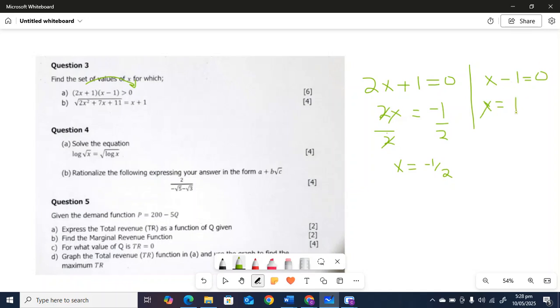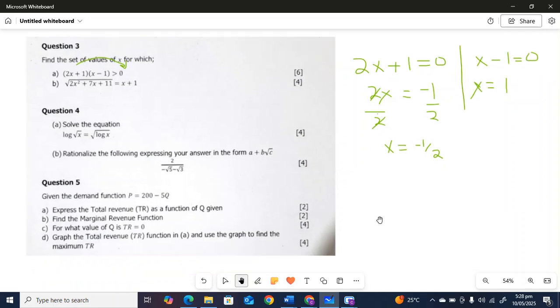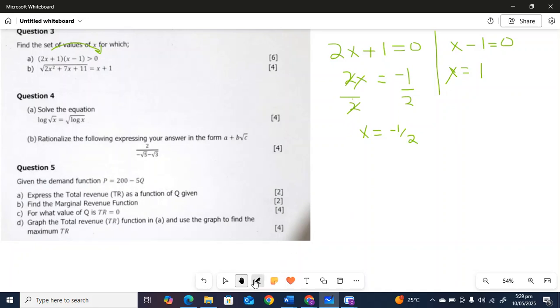Now, with x equals negative half and x equals 1, we'll make a number line like this, because we want to find values from this number line which are going to hold the inequality true. So you put x equals negative half here, x equals 1 here, right? And then you bring both equations back here.